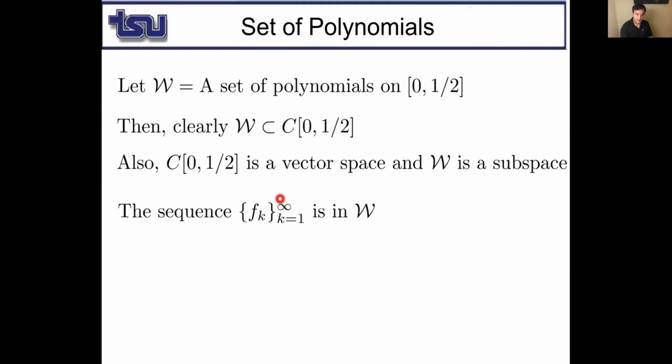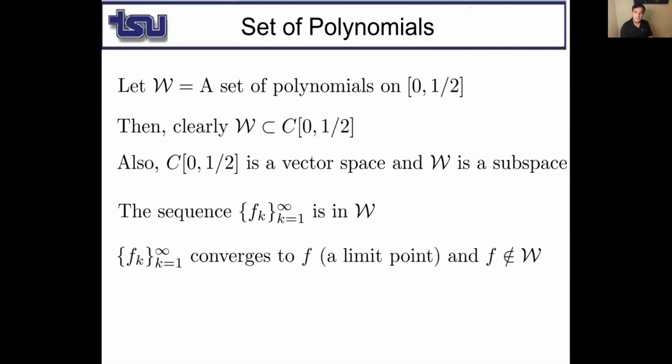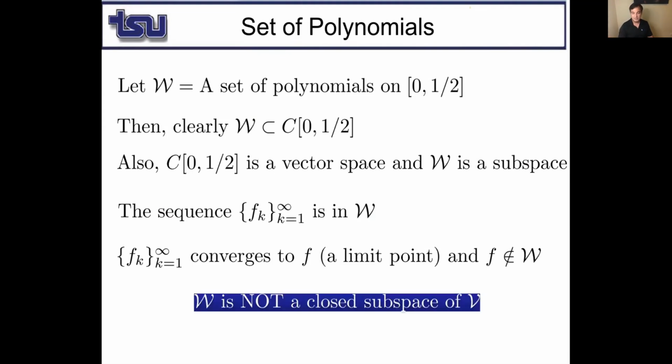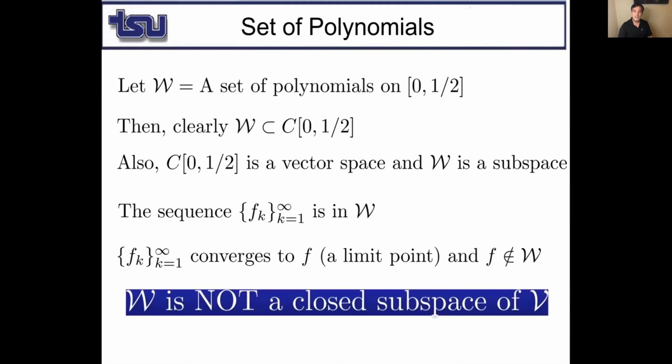We also know that this sequence is in W because it is a sequence of polynomials, and that sequence converges to an f, right? But f is not in W. f is continuous, but f is not a polynomial. So this sequence converges to a limit point f, but f is not in W. What does this tell us? This tells us that W is a subspace of continuous functions. However, it is not a closed subspace.